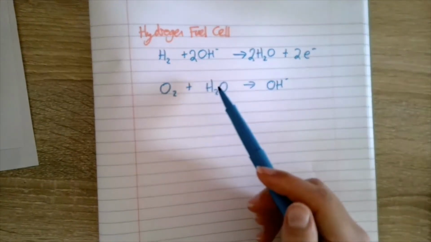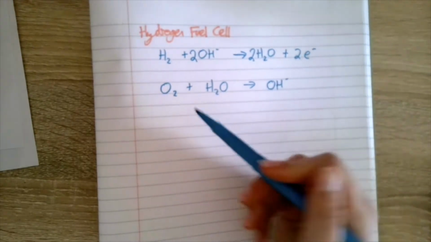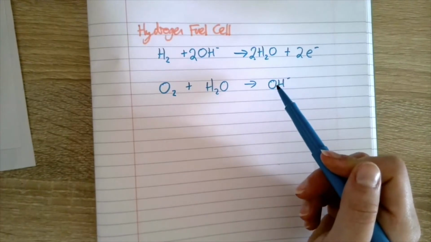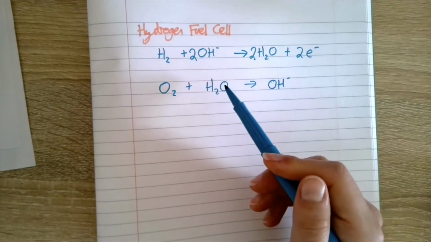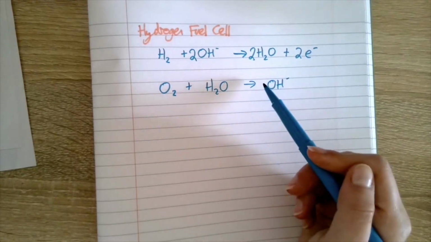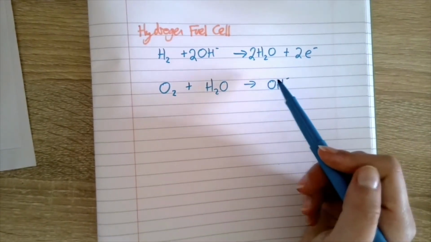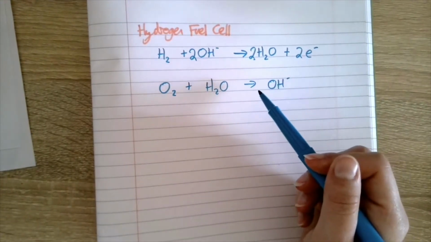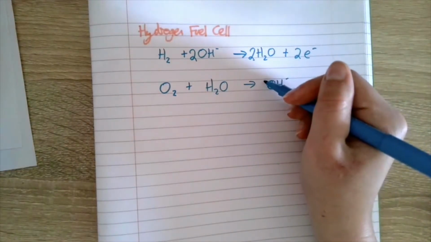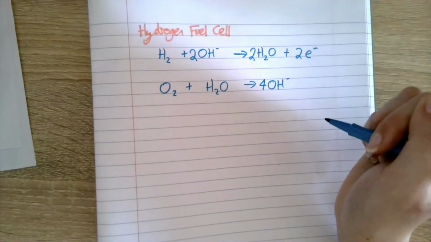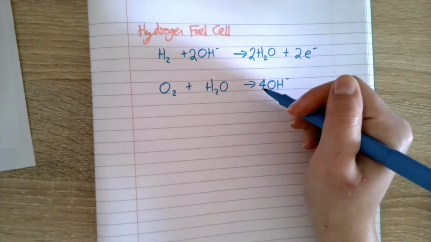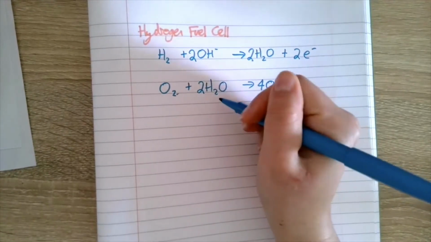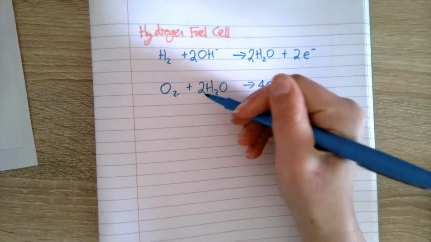With my oxygen half equation I have 3 oxygens on my left hand side, but only 1 on the right hand side. I also have 2 hydrogens on this side, so if I were to make that 3 I would have 3 hydrogens and that wouldn't balance nicely. So what I'm going to need to do is make this 4 hydroxides, so I now have 4 oxygens, and on this side I only have 3. But if I make this 2 waters, I then get my 4 hydrogens and my 2 oxygens.